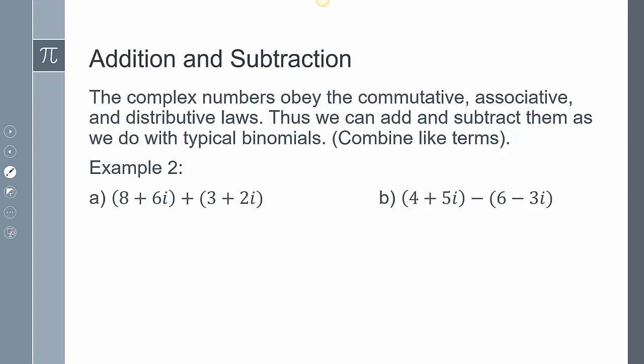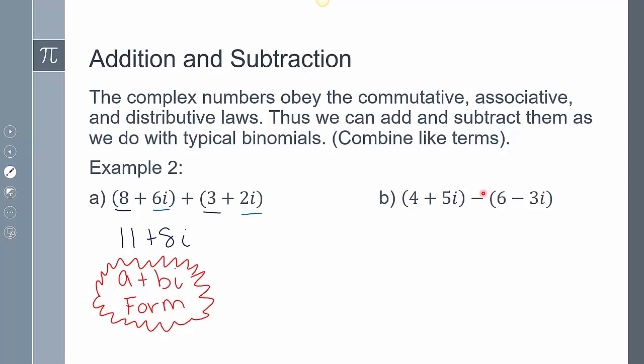So complex numbers, they're actually going to obey the commutative, associative, and distributive laws. And so because of that, we can add like terms together. So 8 and 3 combine into 9, 6i and 2i combine into 8i.